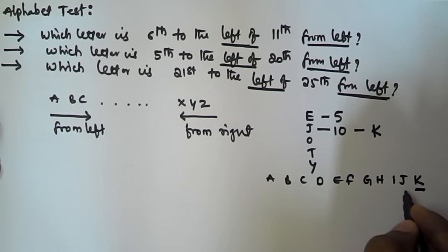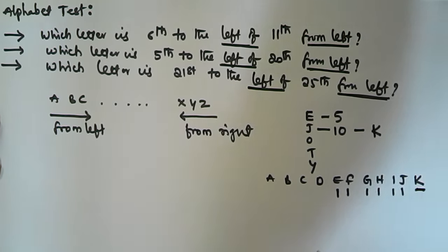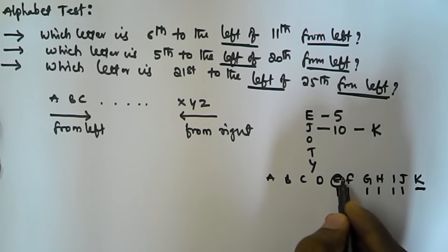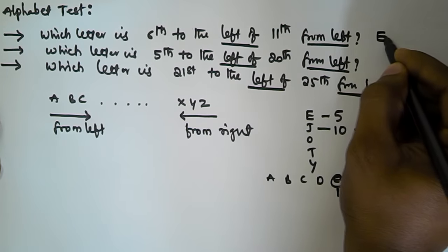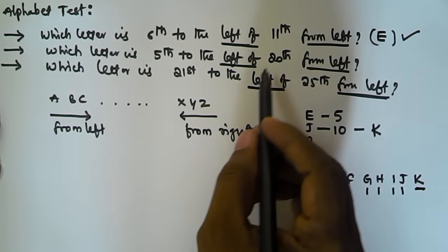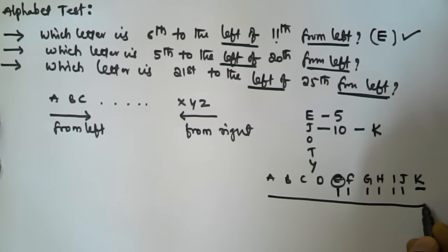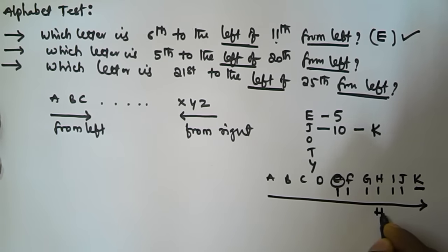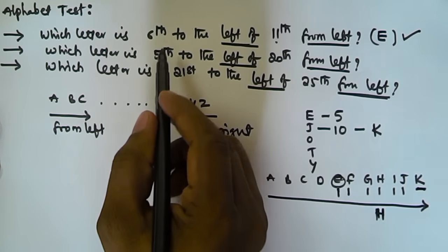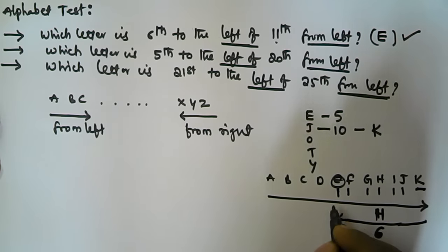Okay, so then from this one: 1, 2, 3, 4, 5, 6. So that is going to be E, right? So the answer for this question is E. So that means first we have to find the 11th from the left. The 11th from the left is this much. Okay, so this is the 11th. Again we have to find the 6th to the left. So that means from here we have to move back 6 places, right? We have to move back 6 places.